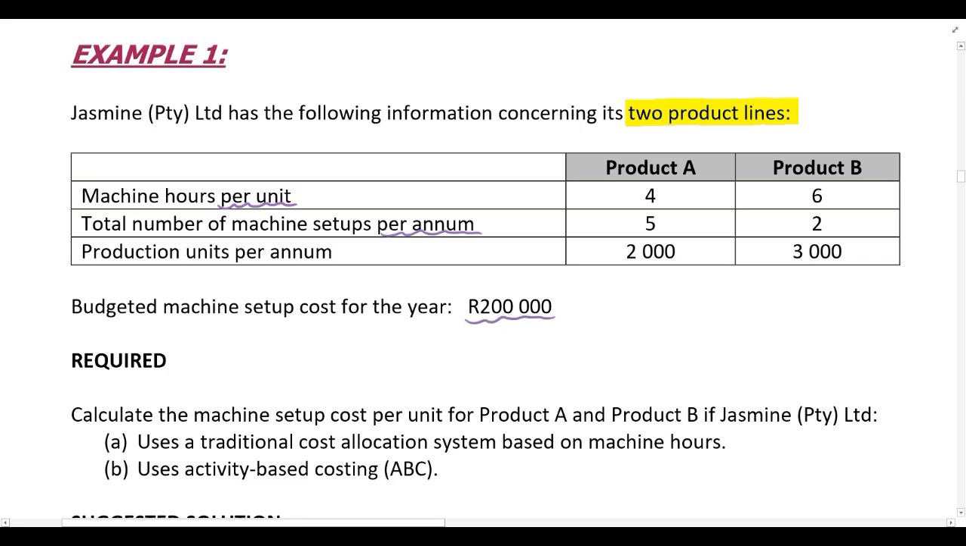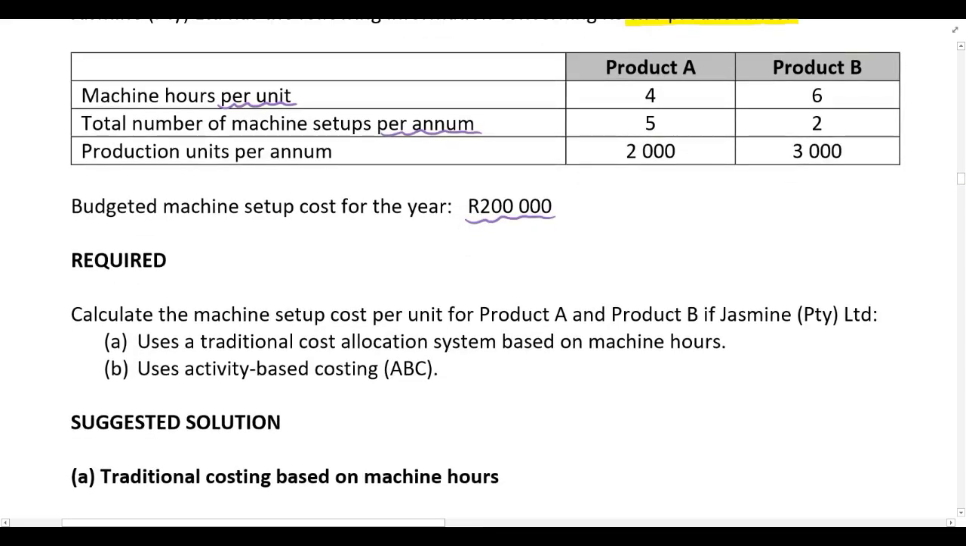Now, what I'm going to do in this example is show you the differences between traditional absorption costing and activity-based costing. So you can see we need to calculate the machine setup cost per unit. They don't want it in total, very important, they want the cost per unit for product A and B. First, if Jasmine Pty Limited uses traditional costing based on machine hours, or in B if they use activity-based costing.